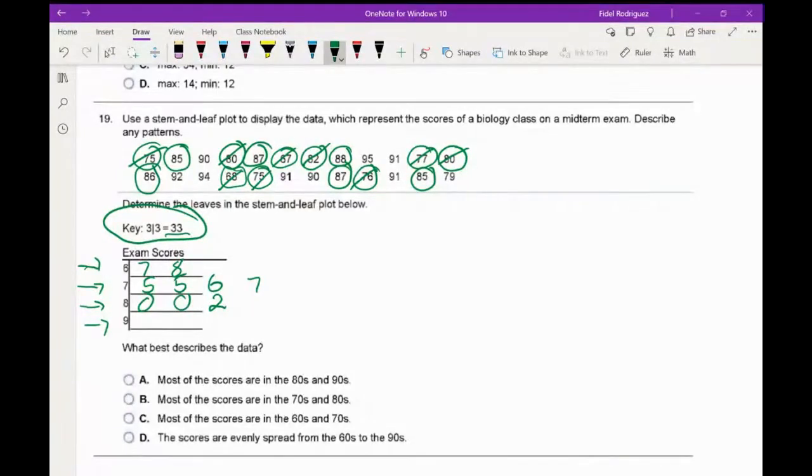Let's see, what other 80s do we have? We have an 85 right here, so I'm going to put a 5. And we have an 86, so I'm going to put a 6 right there. Then it looks like we have two 87s. I forgot a 79, didn't I? Over here, there's my 79. Oops. Okay.